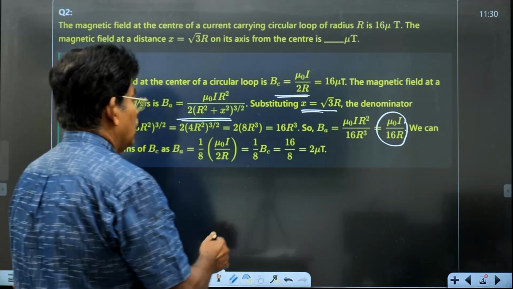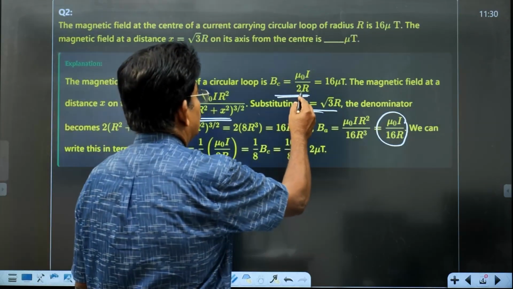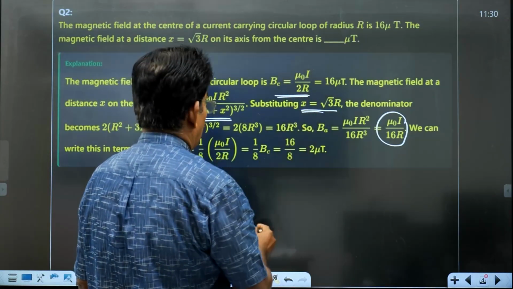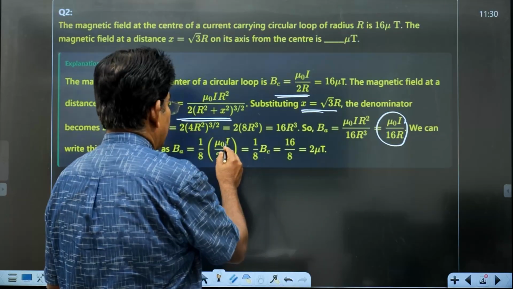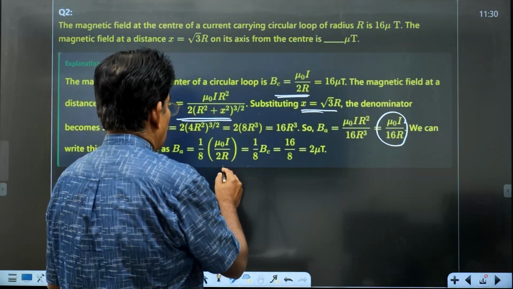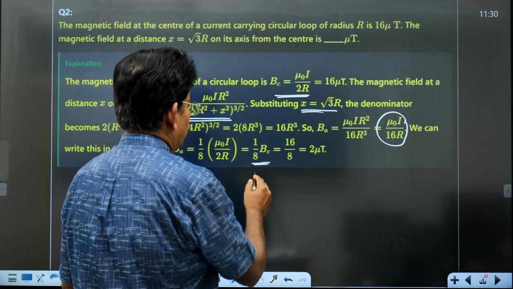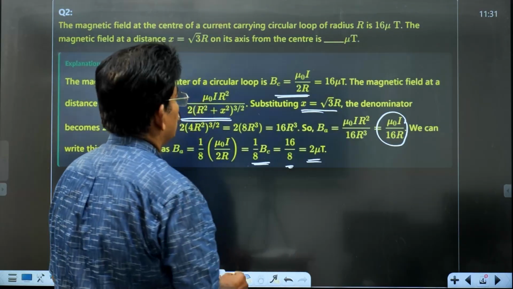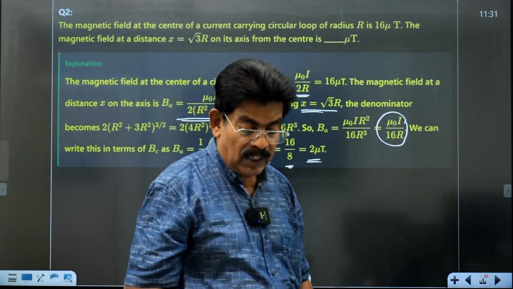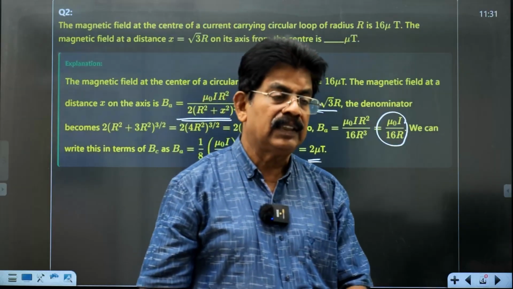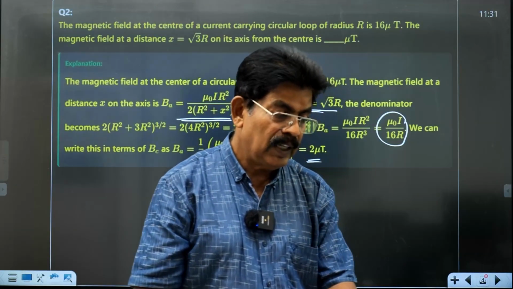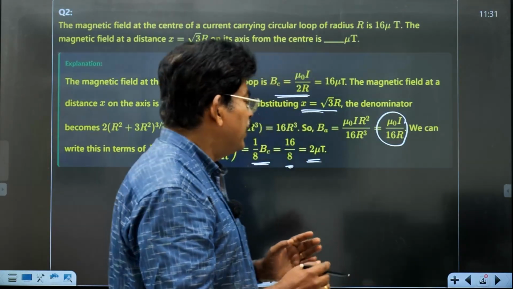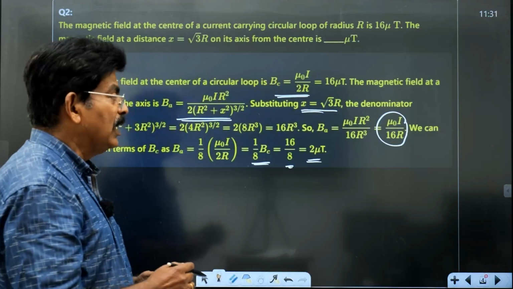Or, you know, at the center it is what? Mu 0 I by 2R. This is 1 by 8 into mu 0 I by 2R. 1 by 8 into the field at the center. 16 by 8, that is equal to 2 microtesla. Answer is 3. Answer is 3. Now, it is better for you to remember, you make a relation.